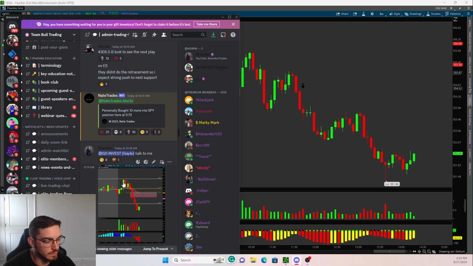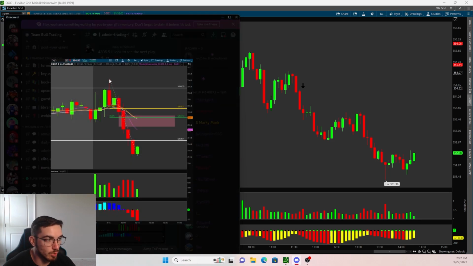So if we head on over to the Team Bull admin chat, you can see that I put this picture out before price ever even came back up towards this 355.40 and this 355.70. So this is all that I had on the chart. This is all that happened. This was at around like 10:15 to 10:20 that I had this high all the way down to this low.